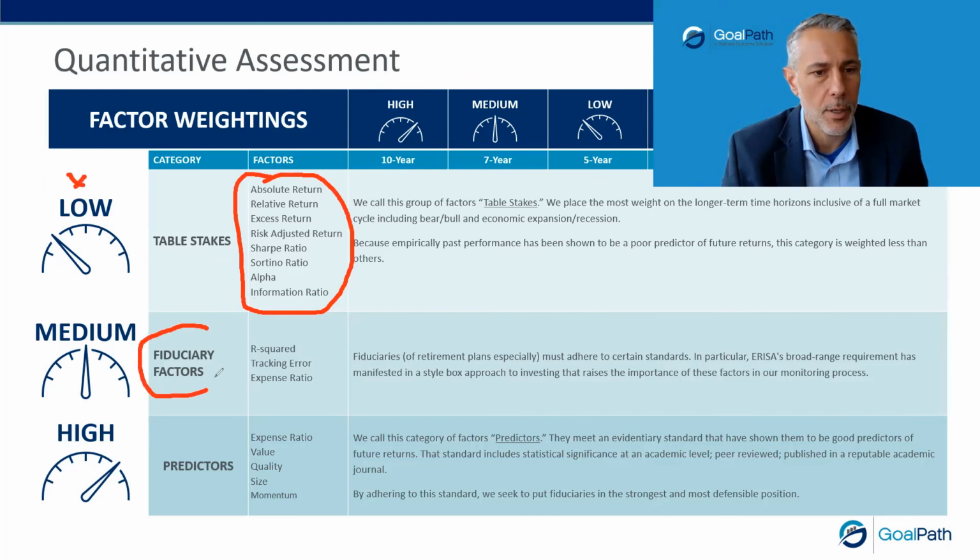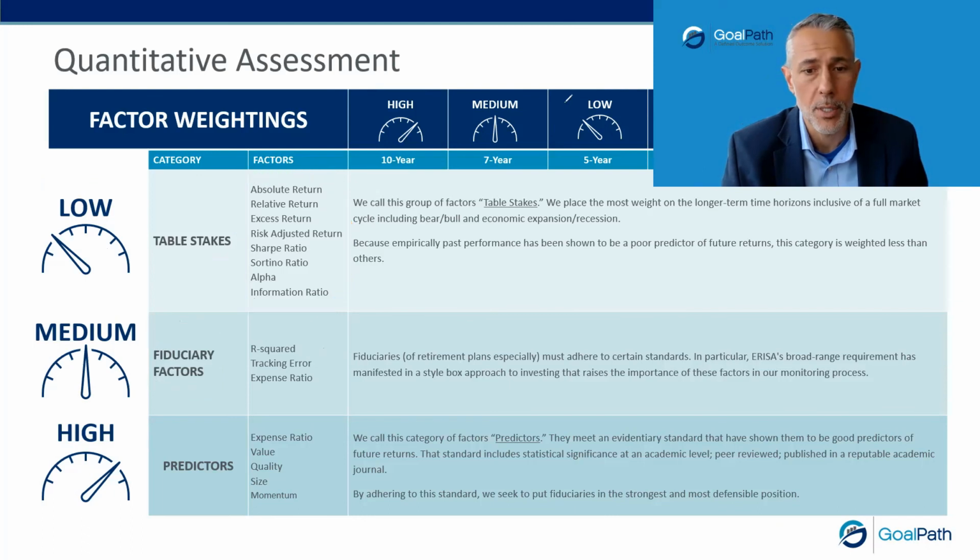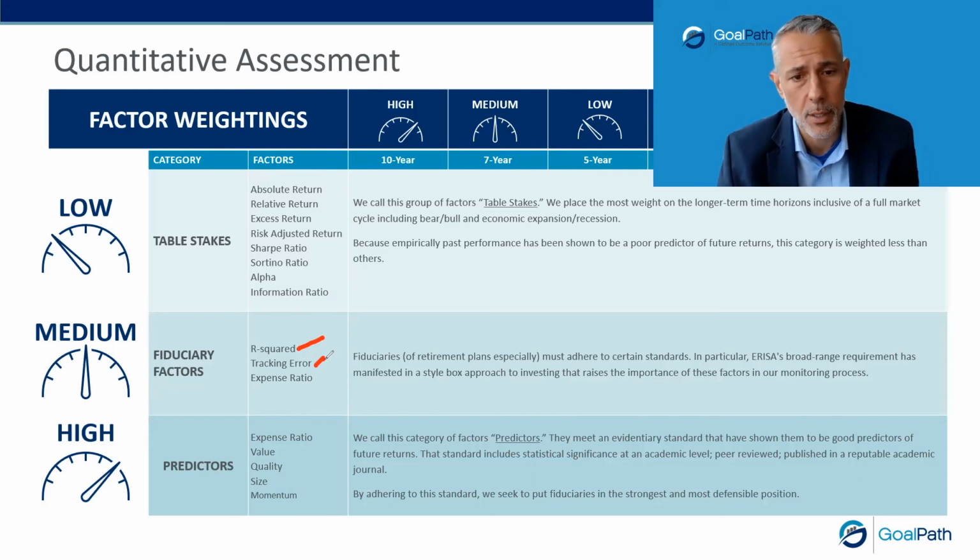Fiduciary factors get a slightly higher weighting. This would be R-squared, tracking error, expense ratio. We're hiring these managers to do a job inside of our 401k lineups, inside of our 403b lineups. So we want to make sure with an R-squared measure and a tracking error measure that they're sticking to their style box, so to speak. We want to make sure that they're actually investing in the types of securities that we're hiring these managers to invest in. That has more of a fiduciary component to it, and that gets a slightly higher weighting.